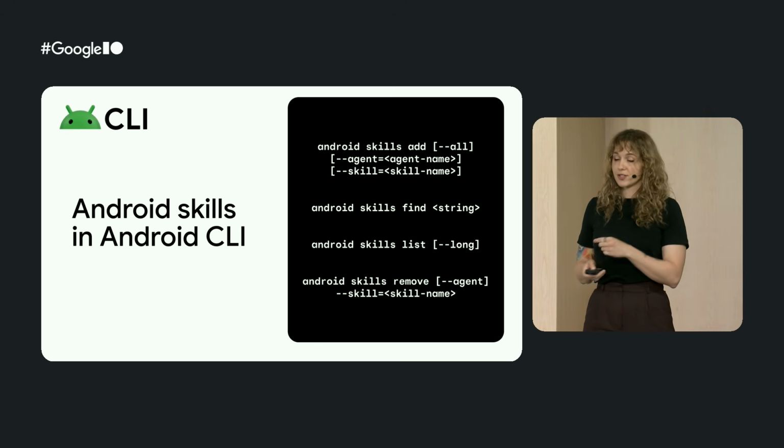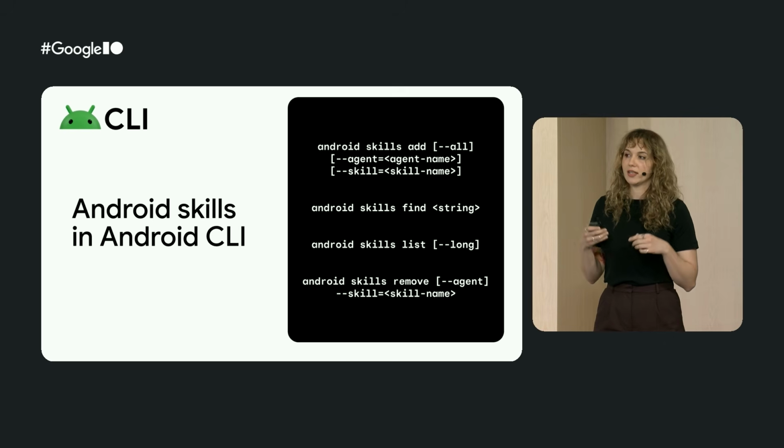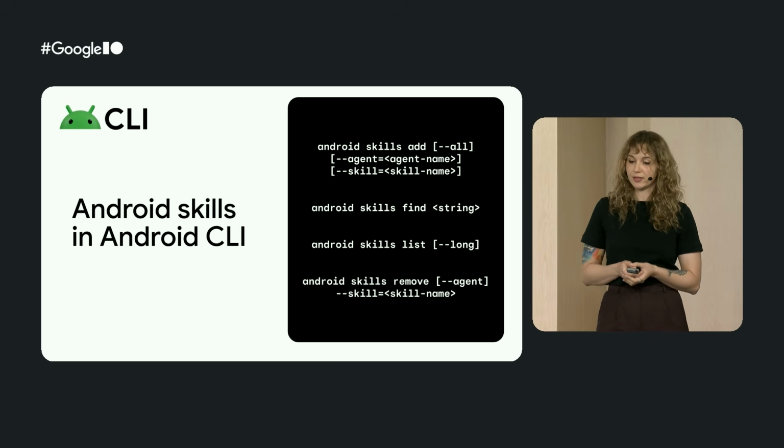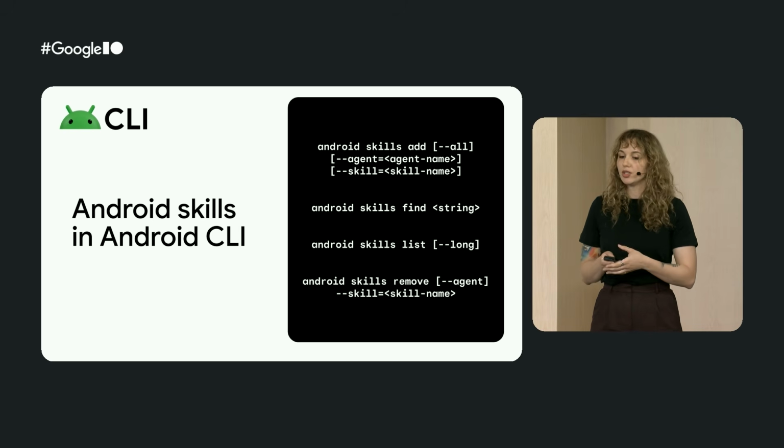Android CLI also offers full integration with Android Skills. You can install them to your dedicated directories for specific agents. You can also specify which skills you want. You can remove them, list them, find them, and so on. You can even tweak or write your own.